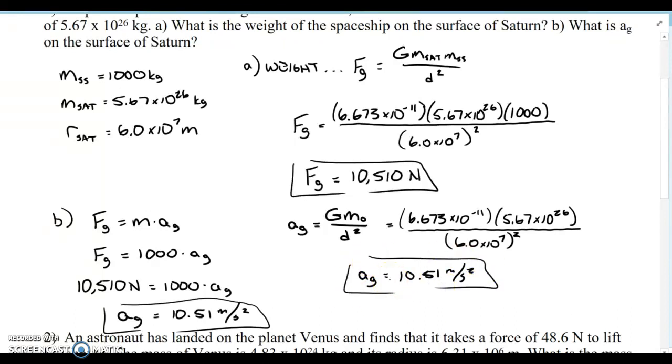You could also find the acceleration first and then multiply by 1,000 to get the force. Because again, mass times acceleration is the force of gravity.